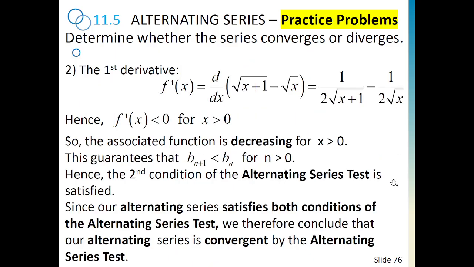Now to see if the expression is decreasing, it's more complicated. We need to use the first derivative and find when the first derivative is negative. Now here, again, it's a little bit easy because this term here is always smaller than this one, so this expression is always negative. So that satisfies the second condition. So by alternating series test, we know that this series will be convergent.